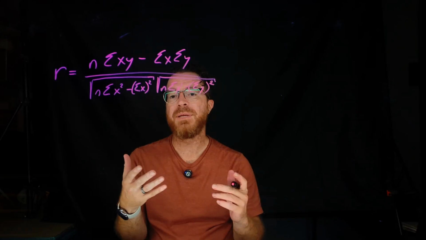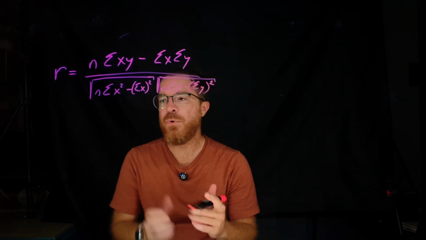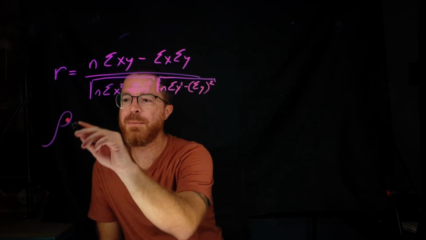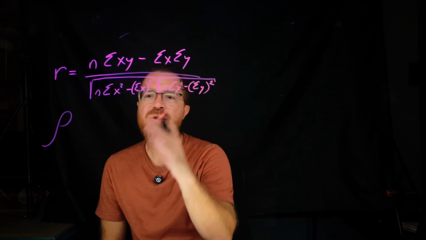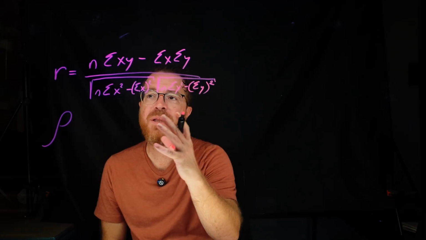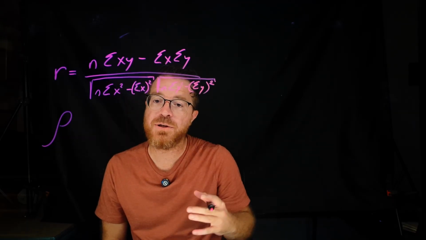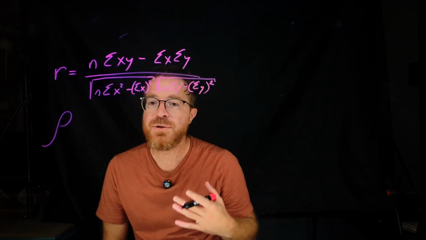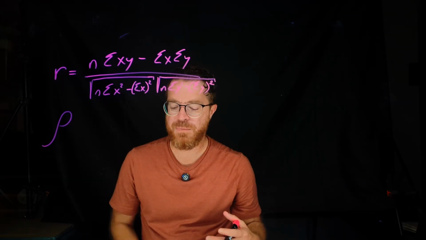If we were doing this for a population, it would be basically the same formula, except the symbol we're going to use would be rho. So it's sort of like a P, but with a tail at the end. And the only thing that really changes in the actual formula is instead of a lowercase n representing the sample size of our ordered pairs, we would have a capital N representing the population of ordered pairs.